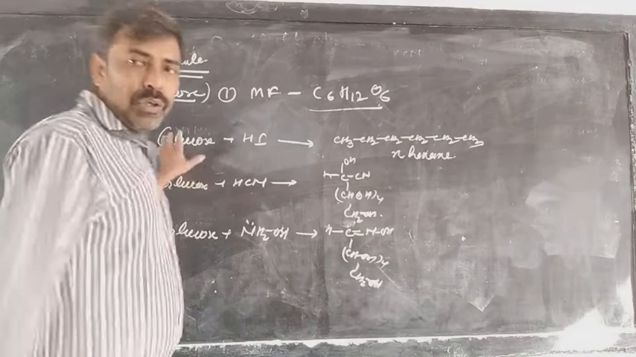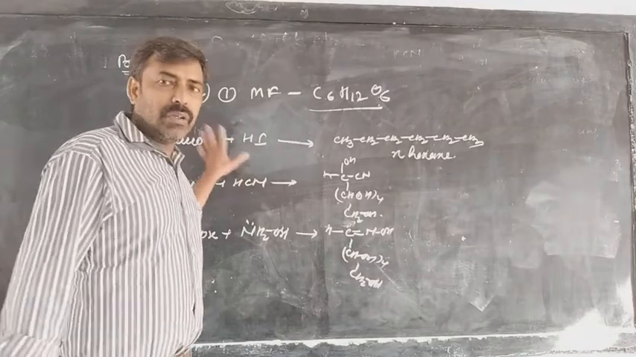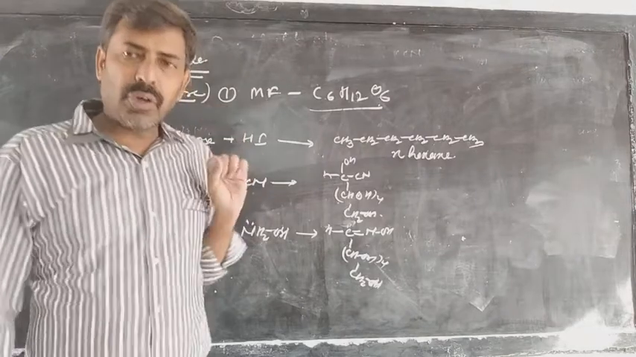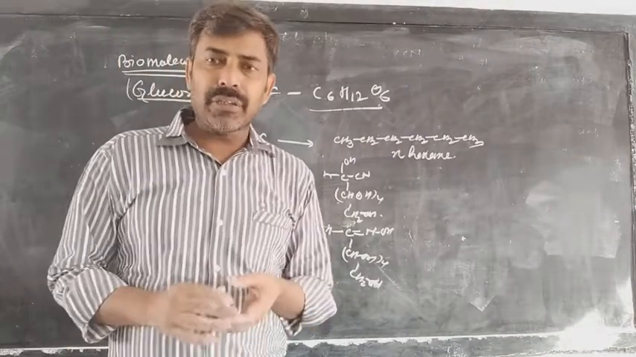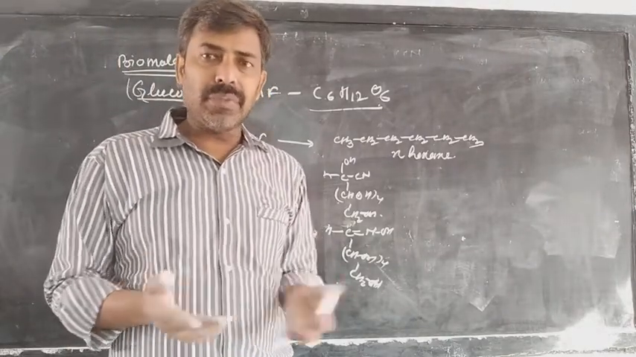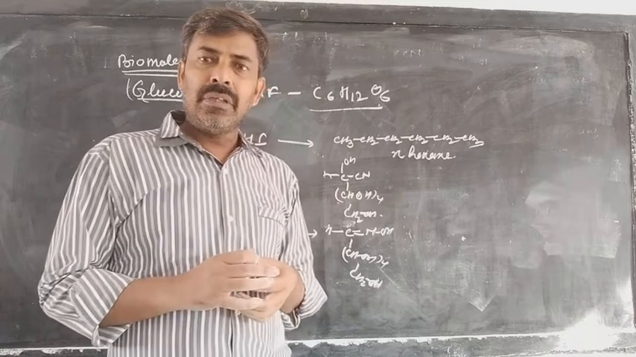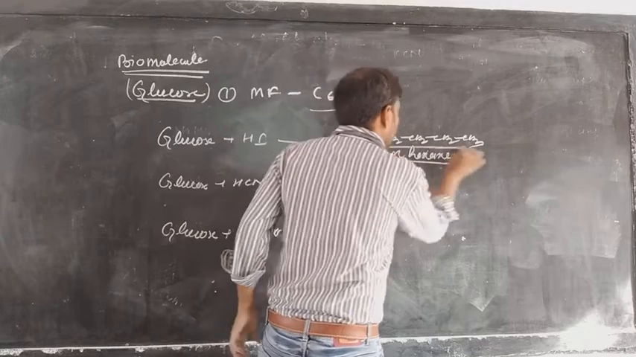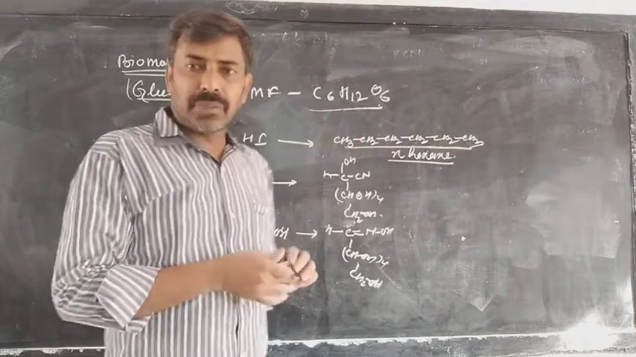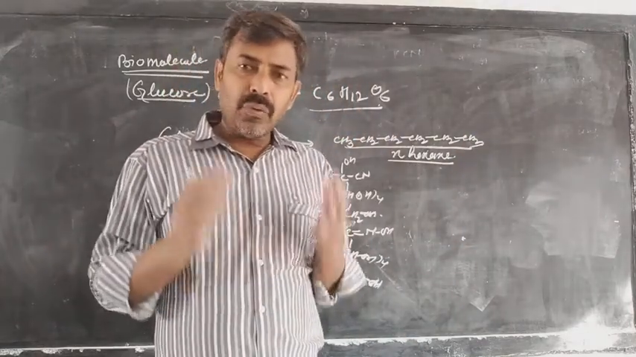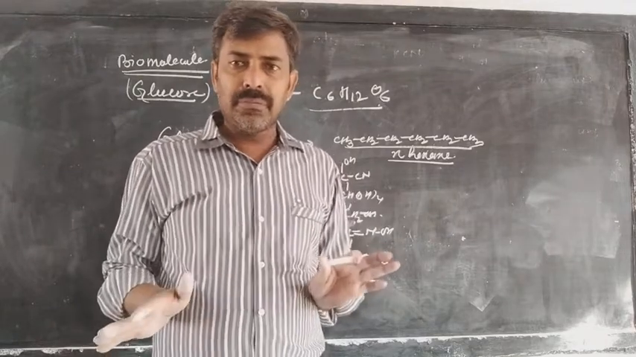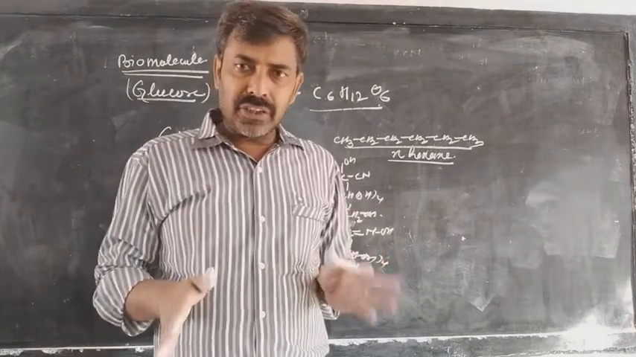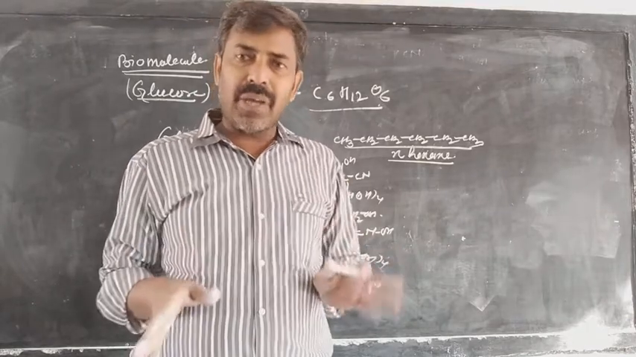So when you reduce glucose with HI, a strong reducing agent, complete reduction of the compound takes place and an alkane is formed. And what is the alkane? The alkane is n-hexane, a straight chain system, which suggests that glucose has no branching. That is a straight chain system. Glucose doesn't have any type of branching.